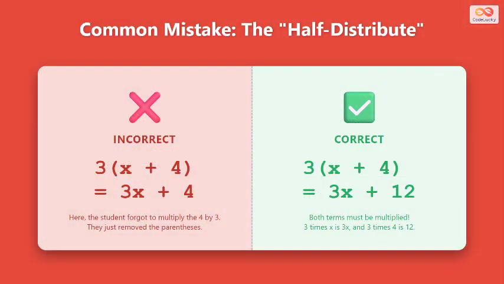Here is the number one mistake students make, the half distribution. They multiply the outside number by the first term, but forget the second one. For example, writing 3 times the quantity x plus 4 as 3x plus 4 is incorrect. You must multiply the 3 by the 4 as well, making the correct answer 3x plus 12.